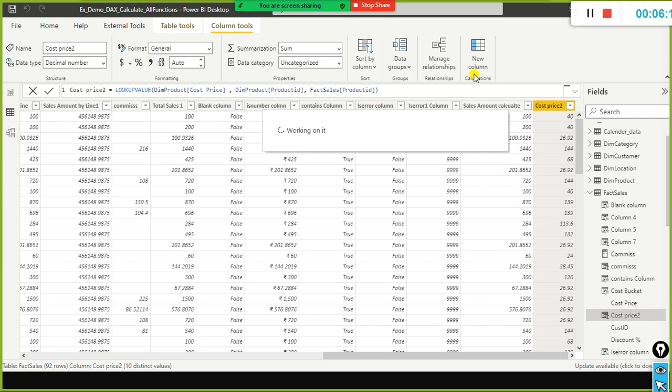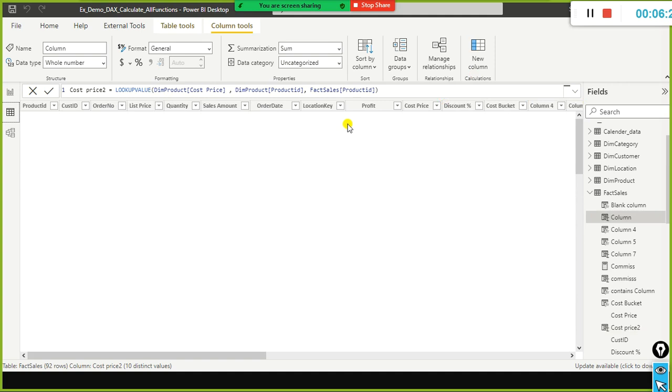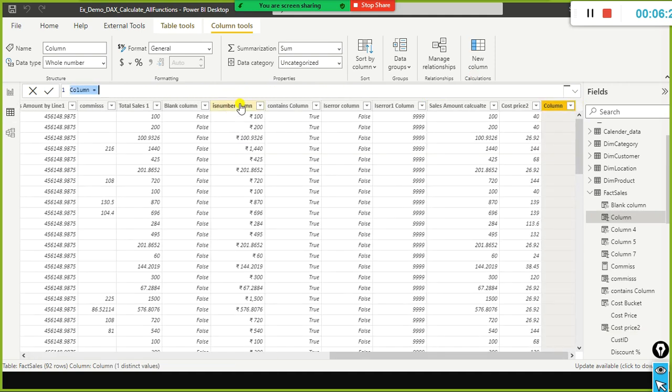But you don't have to pass the product ID column from your fact sales to the dimension product table's product ID. If you specify related, that is more than sufficient. But you need to specify the column name here. For example, total cost, something like that. Let me do one thing: total cost price, total cost by line item.